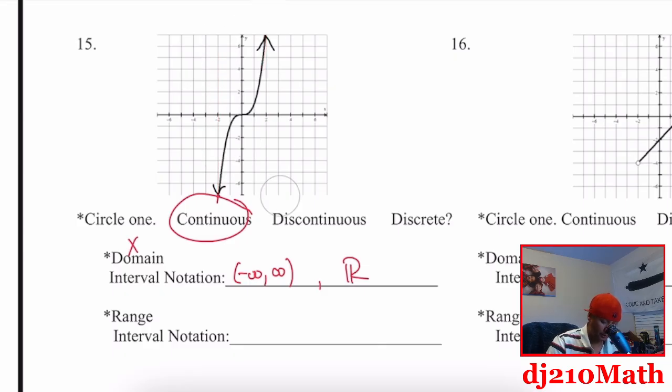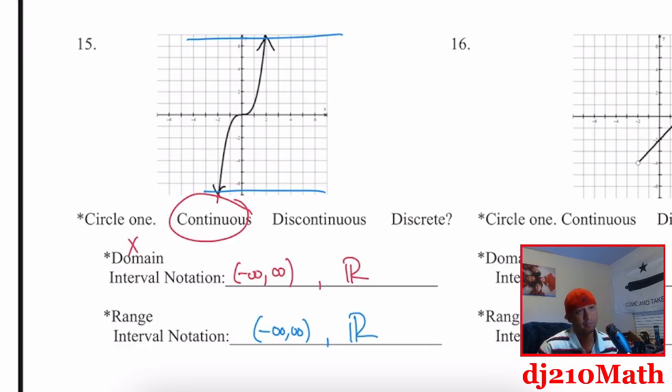All right, for the range, we're going from the most bottom to the largest. Again, regardless of what happens in the middle, because it's continuous. So all I care about are the ends. And this goes from arrow to arrow. So negative infinity to infinity. Or all real numbers. Both of these are sufficient.